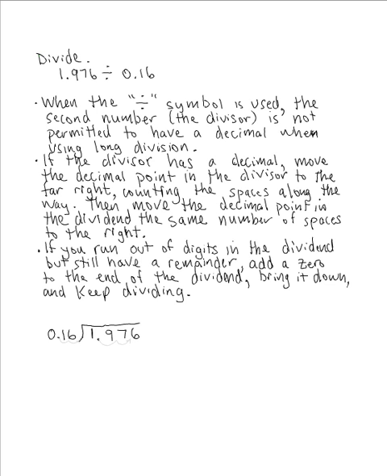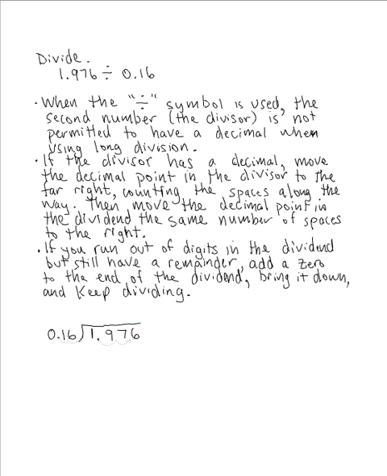Okay, so the first thing we want to do is make sure that we get our digits in the right place. This problem was 1.976 divided by 0.16. Divided by 0.16 means that 0.16 is doing the dividing. It is the divisor, and therefore it has to go on the left. So when we draw our division bar, we have 1.976 underneath the division bar, and 0.16 to its left.